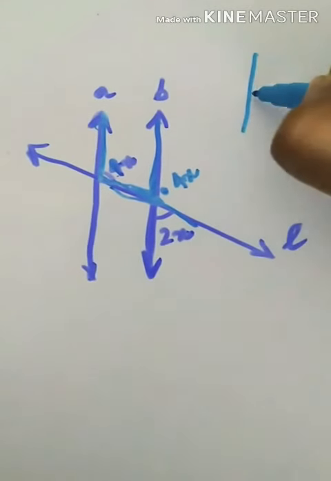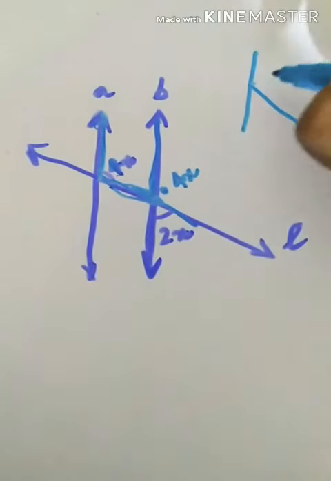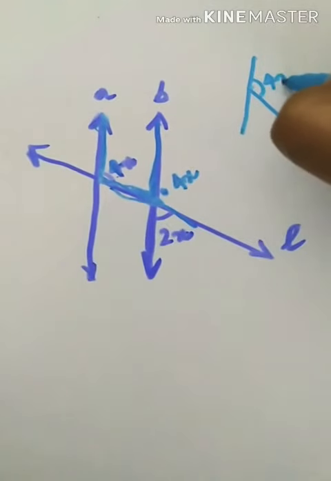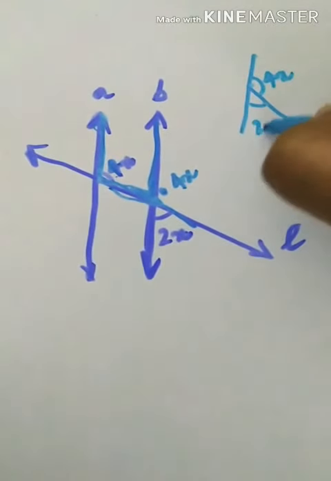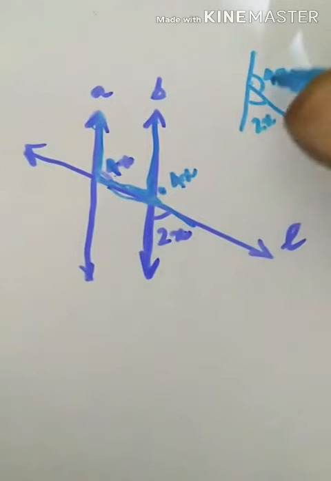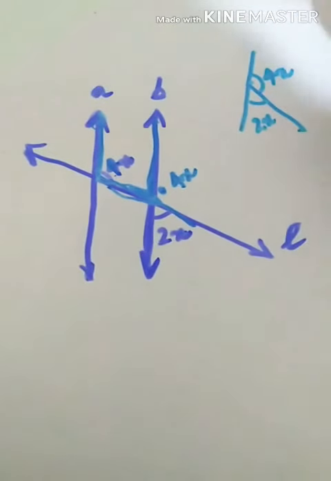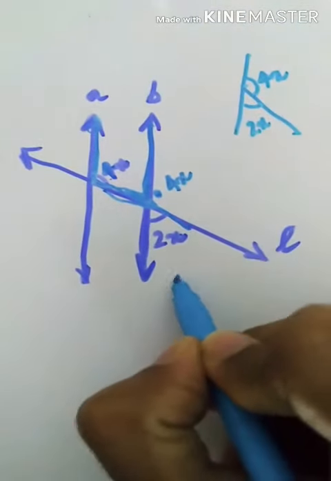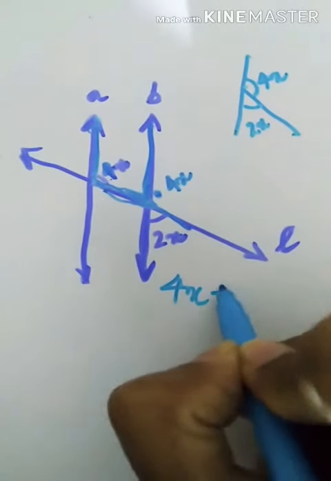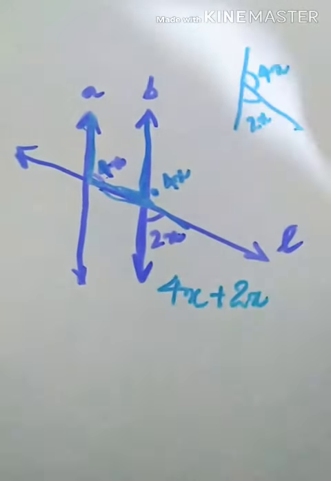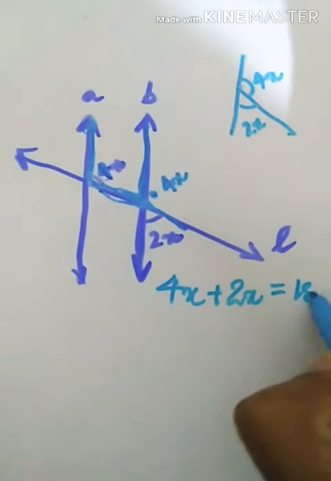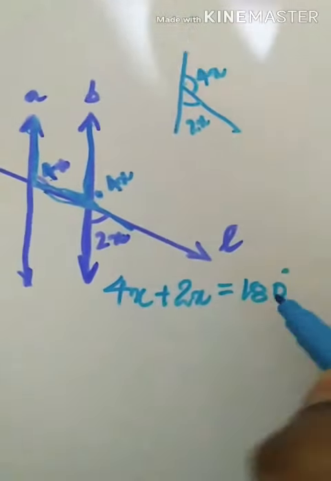Let me draw it separately for you. Just see. Have you seen these type of angles before? They look like a linear pair. So they both are linear pair angles. And what do you know about linear pair? Linear pair, that is 4x plus 2x equal to 180. Linear pair makes 180 degrees.